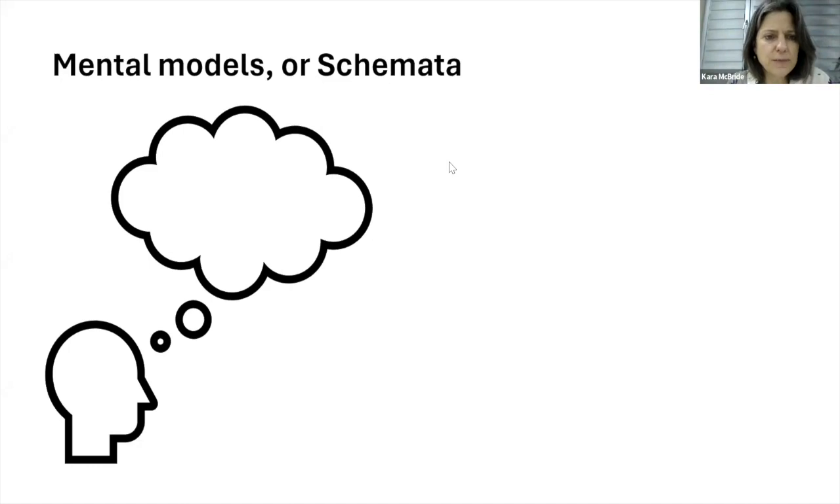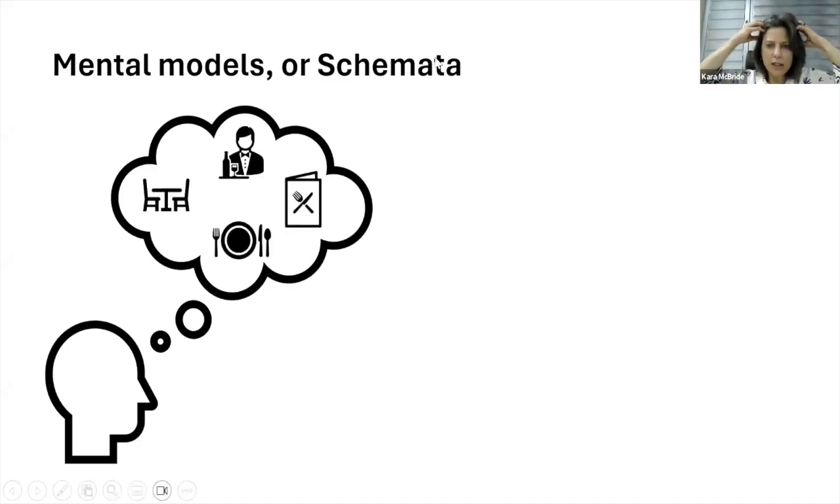of a restaurant. All of us have in our minds a mental model of a restaurant, right? Our mental models are not exactly the same, but probably all of us have an idea that there's probably some tables and chairs, there's probably a waiter, there's probably a menu, and there's probably a table setting with a plate and silverware.